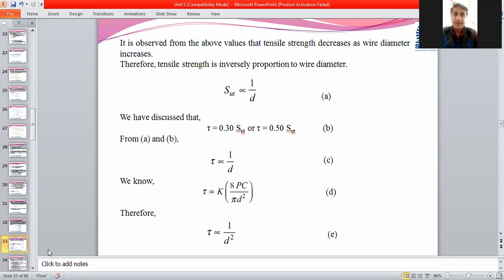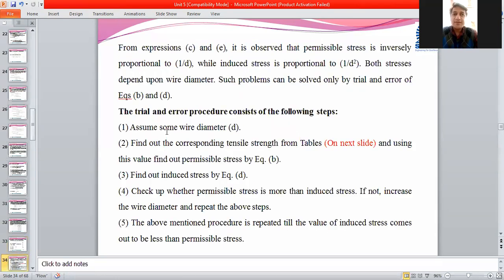Are you getting me? For that, some steps are followed. These are the 5 steps which we can follow for calculating the diameter or designing the helical coil spring by means of the trial and error method. Now, what exactly is this trial and error method? Have you previously come across such a trial and error method anyhow in previous courses or in prerequisites of our subject PMD? Or are you coming across the trial and error method for the first time?